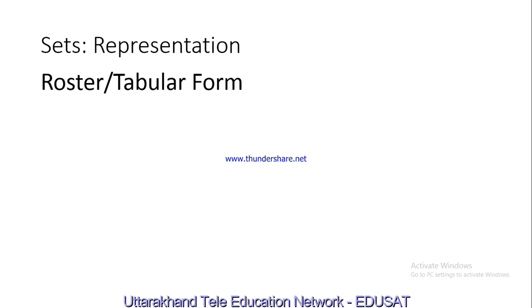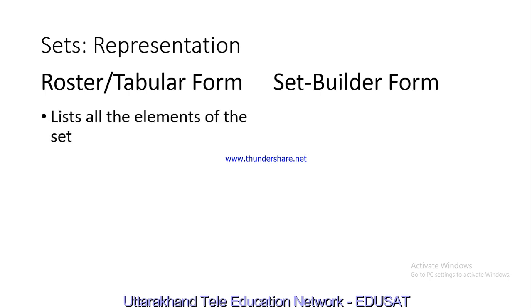See, there are two ways of representing a set. The first one is called the roster or tabular form, and the other one is called the set builder form. Now what are the differences between the two? Let's talk about the roster or the tabular form first. Now what happens in the roster? You know what a roster is? It's a list of all the elements basically, and that is why we call this form the roster or the tabular form. Here all the elements of the set would be listed in this particular form.